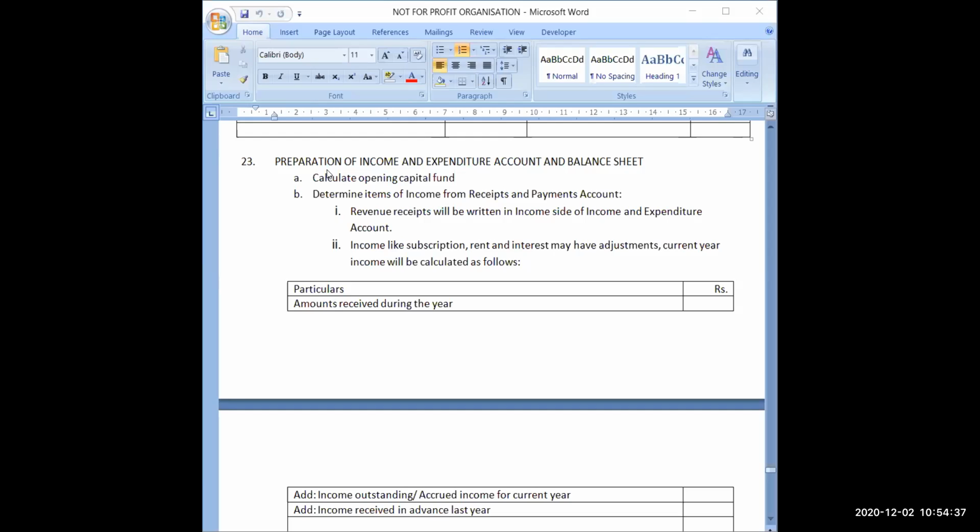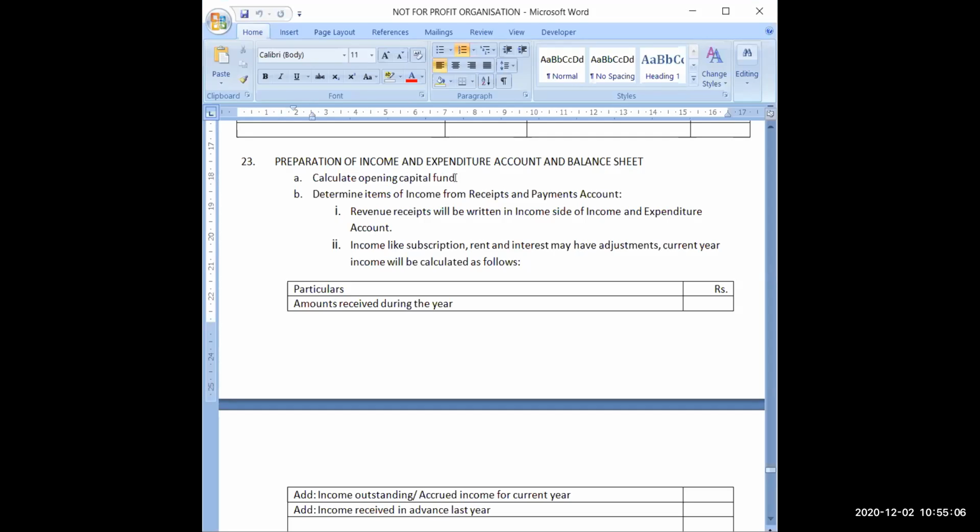Now, what are the steps to be followed when you are solving a complete question for preparation of income and expenditure account and balance sheet? The first step is that you will calculate the opening capital fund. How will I calculate the opening capital fund? For that, I will prepare an opening balance sheet, that is the balance sheet as on the first day of the accounting year.